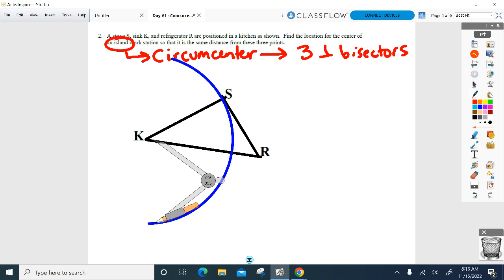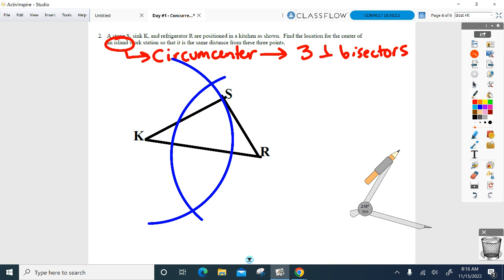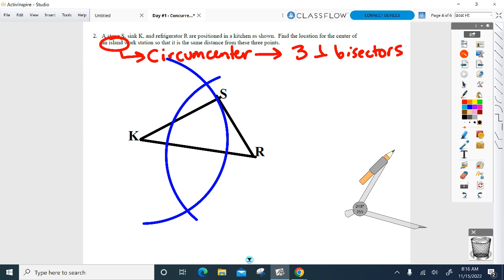We're going to the other side. Keep your compass the same opening. Quick reminder, how many points of intersection should I end up with before I line it up? 2. Hey, that right there is not good enough. I got to keep going till I get a second point of intersection up top. And then you can line up your straight edge. And this right here is the perpendicular bisector of KR.